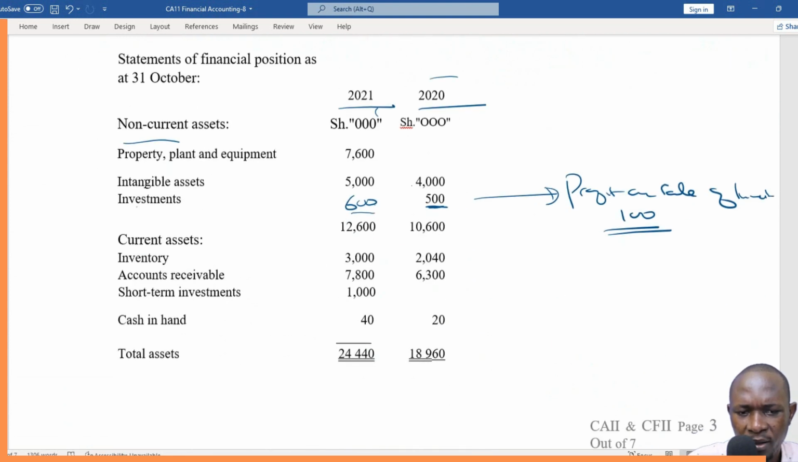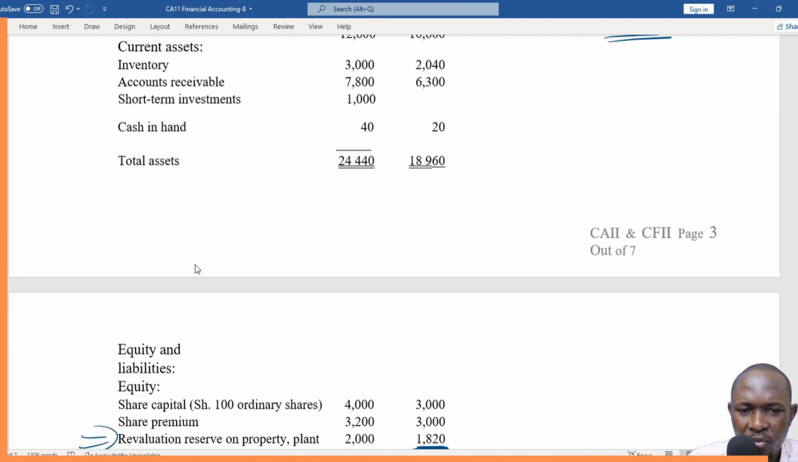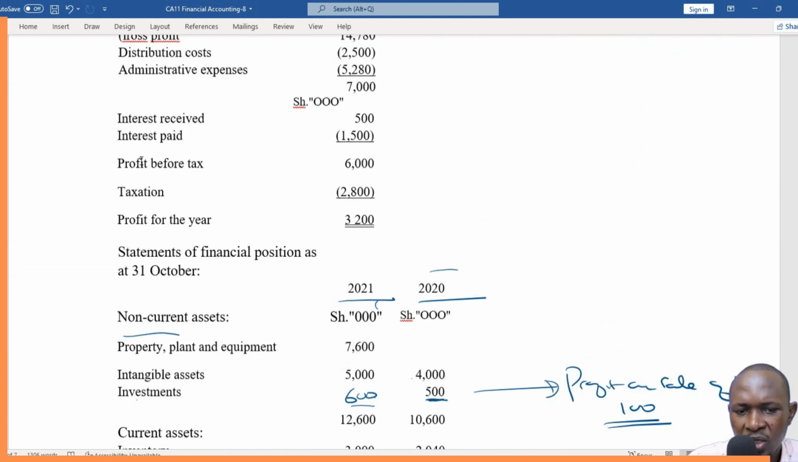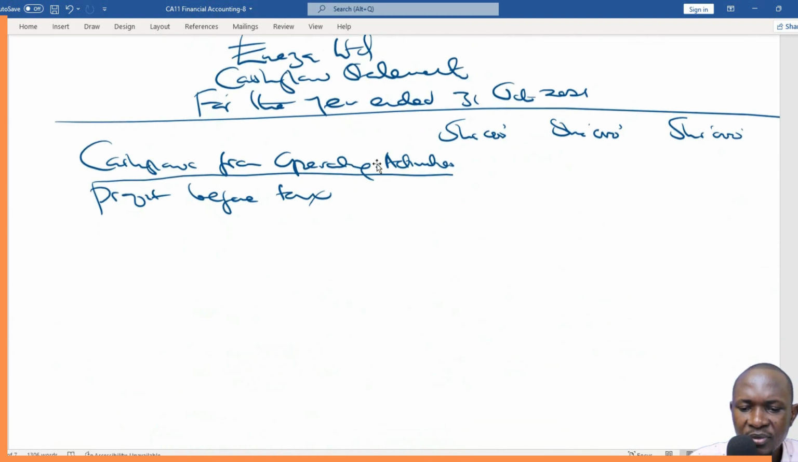Just do something. Like this one now, you can see this is just purely format. There's nothing here that can make life difficult for you. So profit before tax is here, 6,000. Just pick that figure as it is, profit before tax. And this one, push it to the farthest end. There's nothing really that we're going to have workings here.